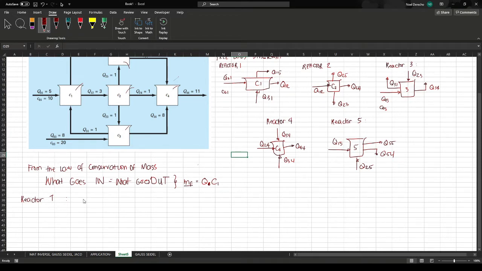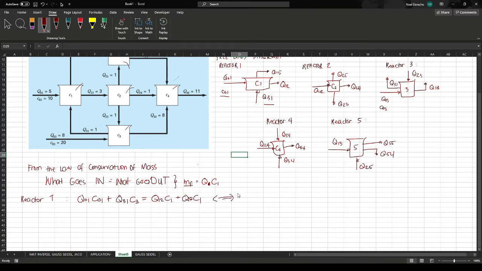So the mass in, which is this part and this part, so Q01 times C01 plus Q31. This Q31 is coming from reactor 3, so we multiply it with C3, which is equal to what goes out, Q12 out from reactor 1, which is C1, and also Q15, Q15 C1.